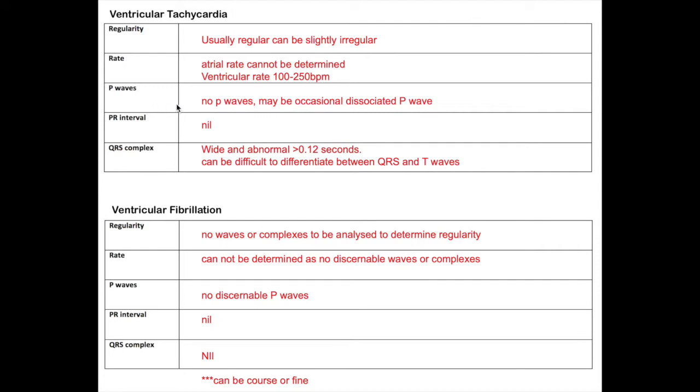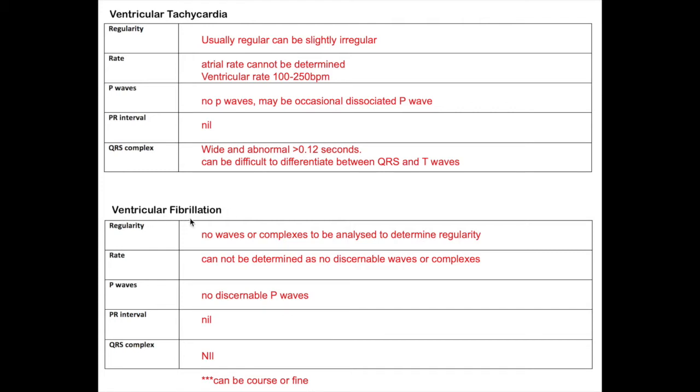Now the difference between this and an SVT as well is this won't have a P wave. There may be like a P wave occasionally, but it won't be associated with any QRSs. It will just be a random P wave. There won't be any PR interval because there won't be any P waves. And another key feature of these is that the QRS complex will be very wide and abnormal looking, and it can actually be difficult to differentiate between the QRS complex and the T waves as well.